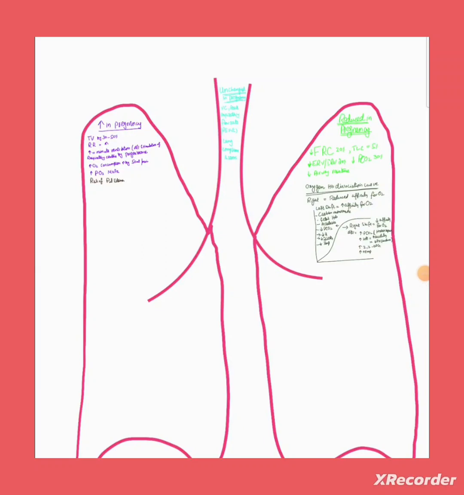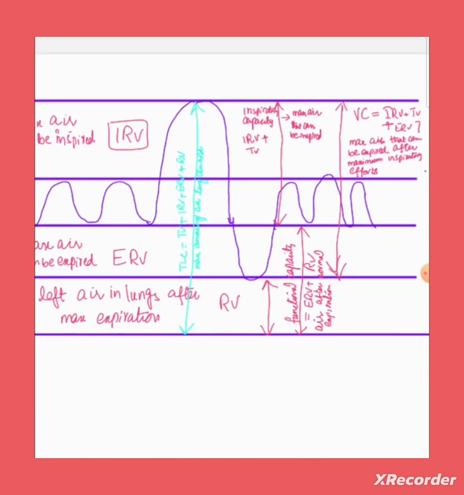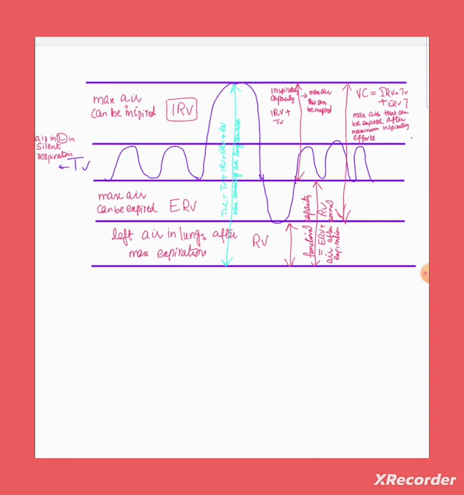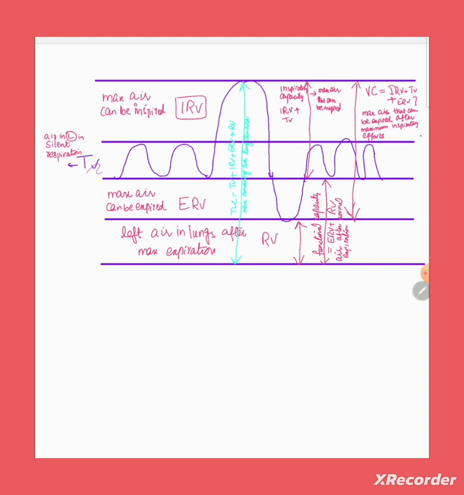Today we are going to do the revision of the respiratory system and its changes which occur during pregnancy. So before starting this, we have to understand this graph. This graph is very important because it explains the whole system of the respiratory system. So starting with the tidal volume. So what is tidal volume?